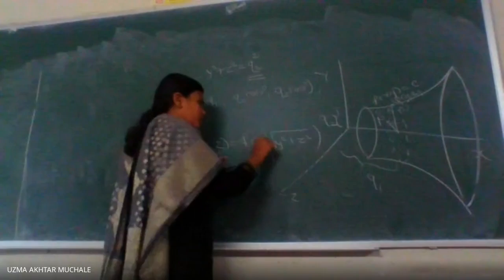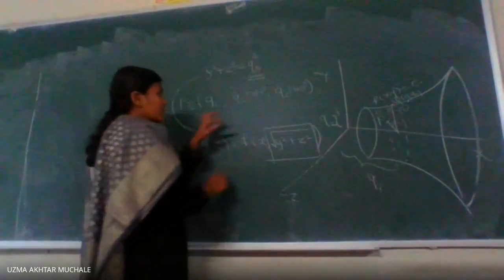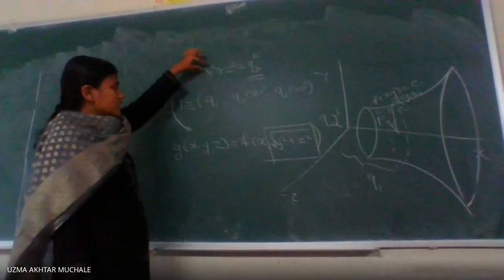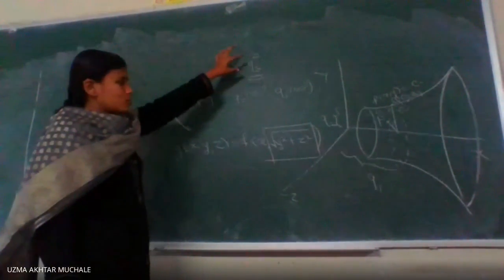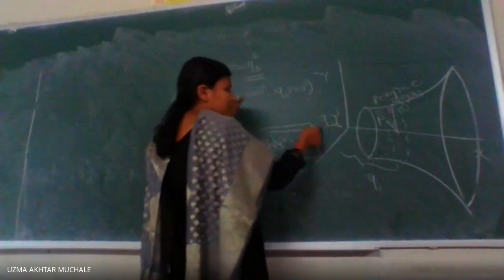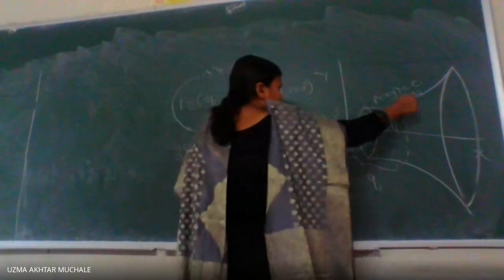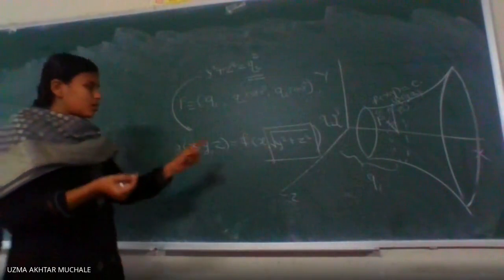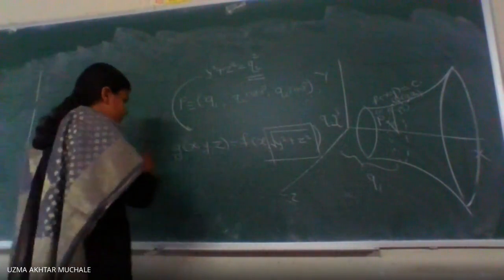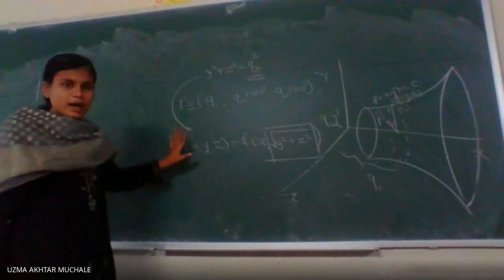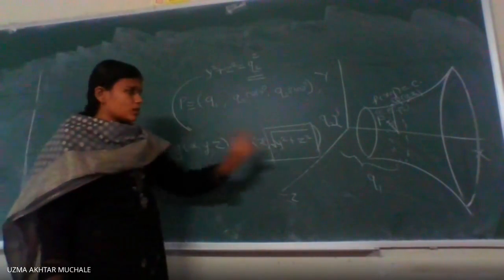But how have you found this under root of y square plus z square with the help of this equation of a circle? What is this equation of a circle? Y square plus z square is equal to q2 square. How have you found it? This q2 is nothing but the radius and this q2 is nothing but the y coordinate of a point on the curve. Okay, as it is a point on the curve and now we have to find out the equation of a surface. Have you understood this part? How we have written the second coordinate?